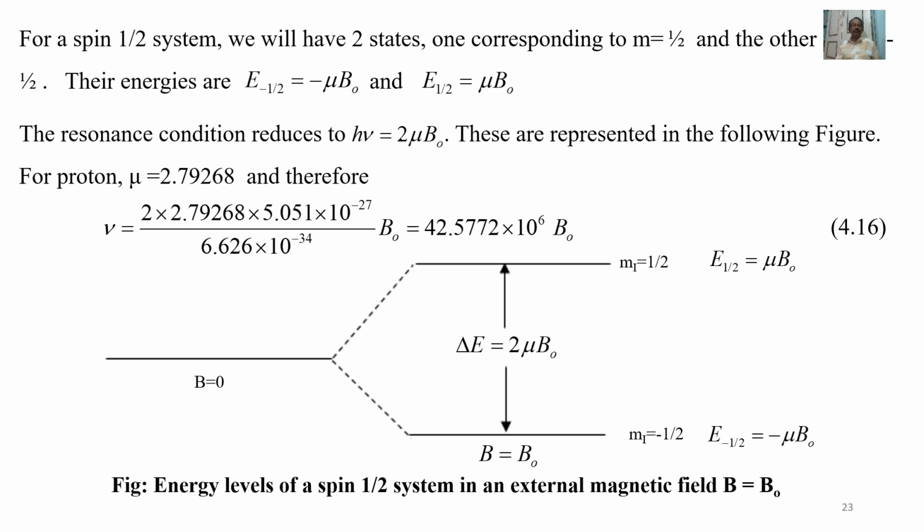When mu equals 2.79268 mu_n, one can find the value of nu, which is given as 42.5772 × 10⁶ B naught. So when you apply a magnetic field, the levels are split, one is plus half and another one is minus half. These are the energy levels of a spin-half system in the external magnetic field.